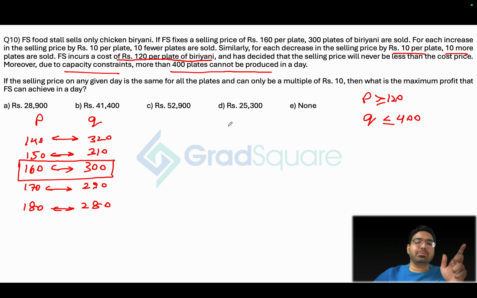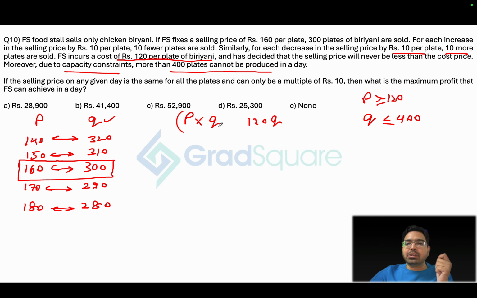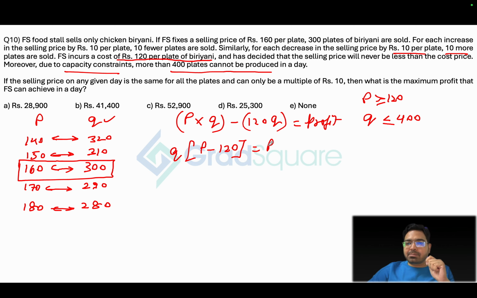Now you want to maximize profit. Profit would depend upon what? Cost and revenue, these two things. What will be the cost? Every plate costs 120 and the number of plates sold is, let's say, Q. So 120Q turns out to be my cost, right? What is my revenue? Price per unit multiplied by the quantity gives me the revenue. So revenue minus the cost will give you the value of profit. Clear? Now, taking Q common, it becomes Q times (P minus 120). That is the value of profit.